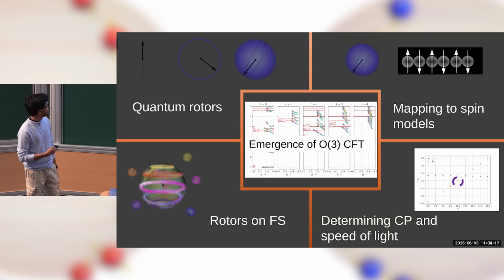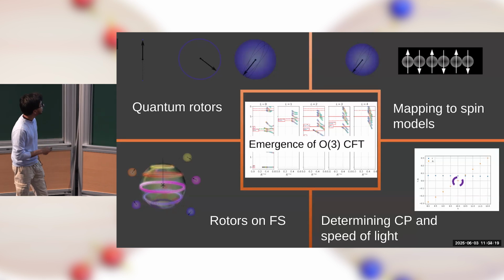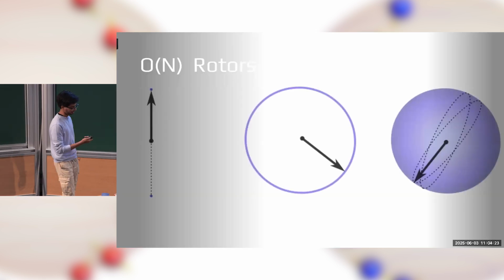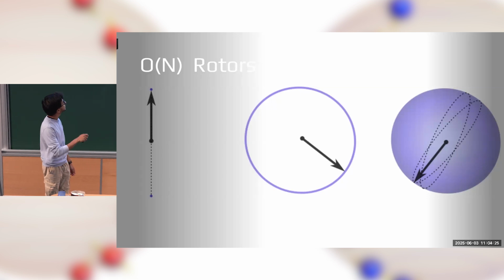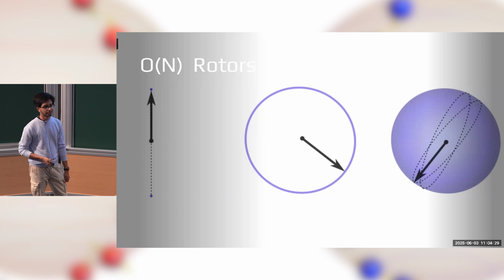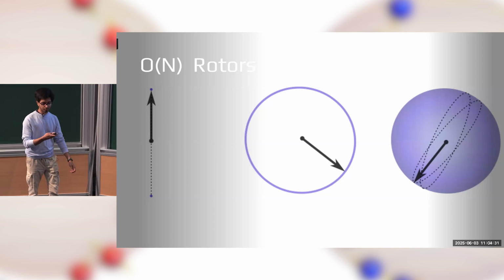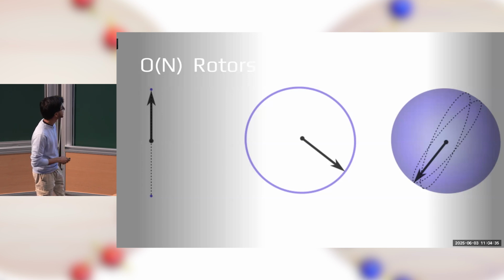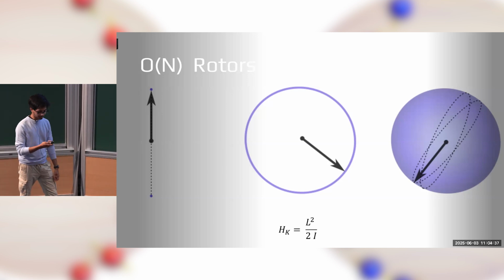So the rotors, you can think like for an O1 rotor is just a spin going up or down. An O2 rotor is something that can go on a circle. O3 will be something that can point on the surface of a sphere. O4 would be on some hypersphere and so on. So the Hamiltonian is just L square, the angular momentum square operator.